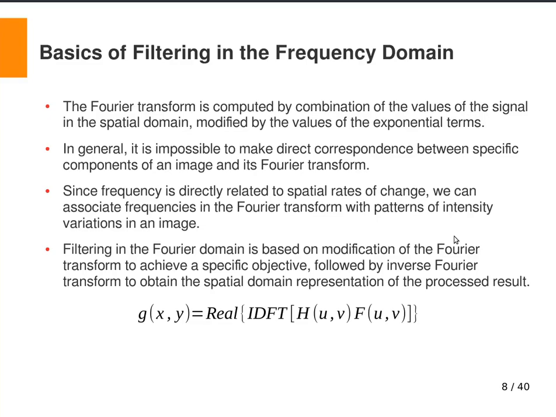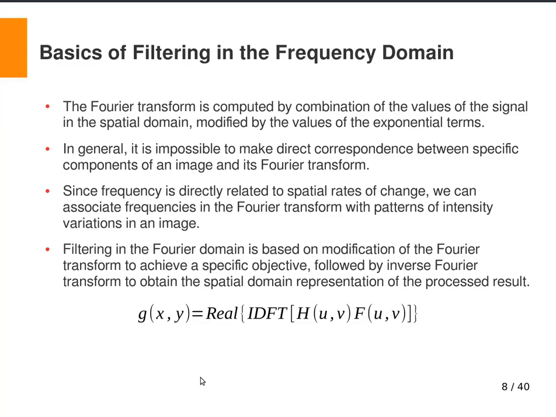So this is the main takeaway here, that the frequency is related to the spatial rate of change and not necessarily the intensity values themselves. So based on that, we can associate frequencies in the Fourier transform with patterns of intensity variations in the image. So if we want to do filtering in the Fourier domain, what we basically do is modify the Fourier transform to achieve a specific objective, and then follow it up by an inverse Fourier transform to get the spatial domain representation of the processed result.